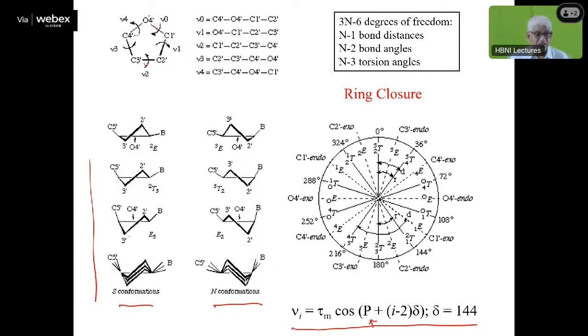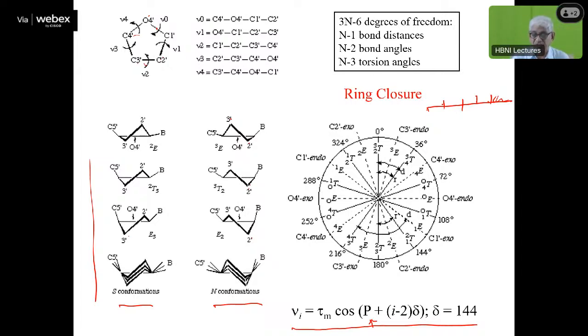See, we have a 5-membered ring. How many atoms are there in a 5-membered ring? Let's take a chain of 5 atoms, O4 prime, C1 prime, C2 prime, C3 prime, C4 prime. Suppose they were in a linear chain, 1, 2, 3, 4, 5. If I want to place these 5 atoms in a relative manner, how many degrees of freedom do I have?